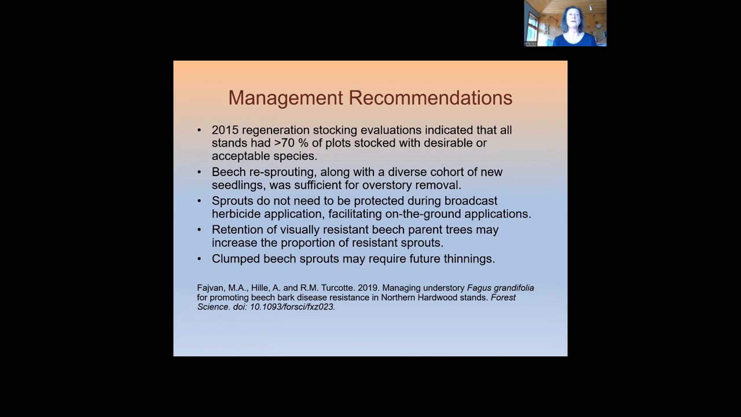And one thing we did note is that the resistant beech tended to appear in clumps in these stands, and it could be because there was some clonal connection between them. So once the regeneration starts to develop more, there may be a need for some kind of pre-commercial treatments to thin out those beech sprouts because they'll grow just fine with all that shade.